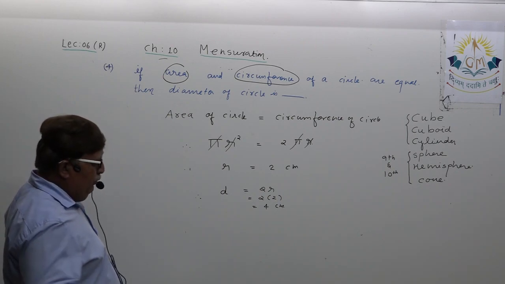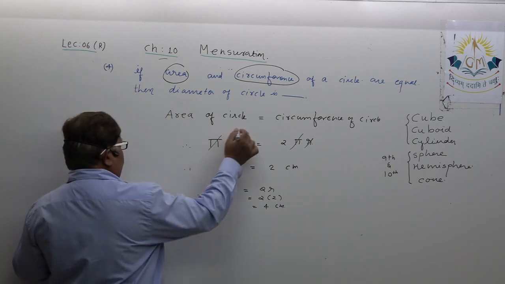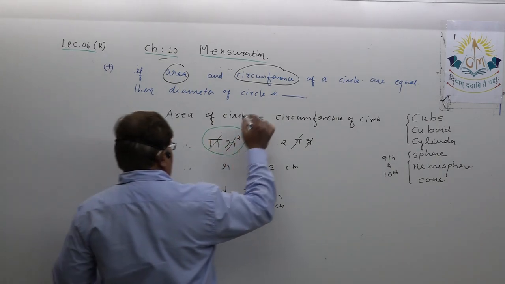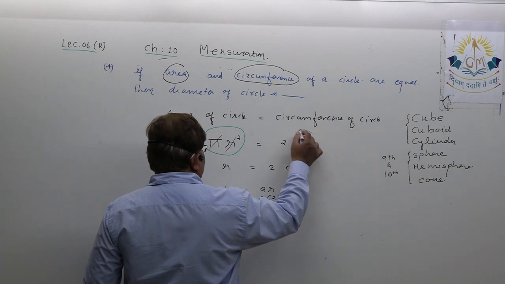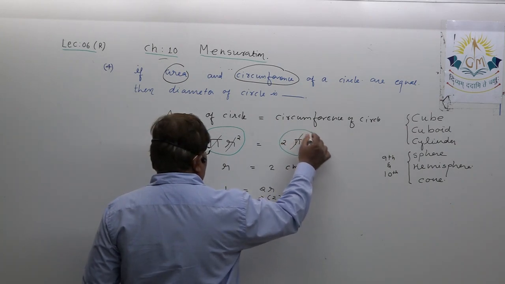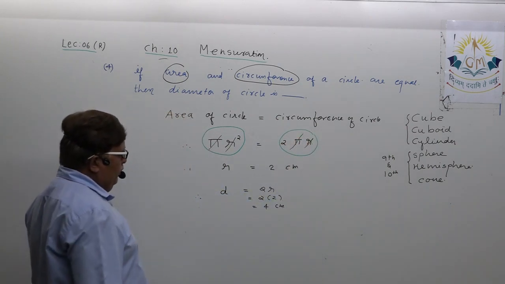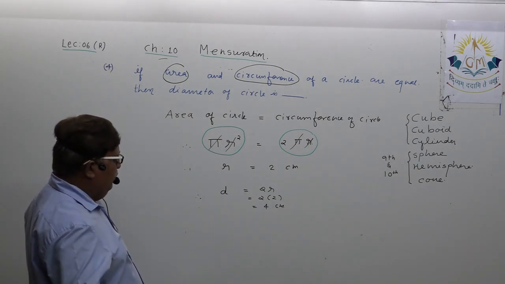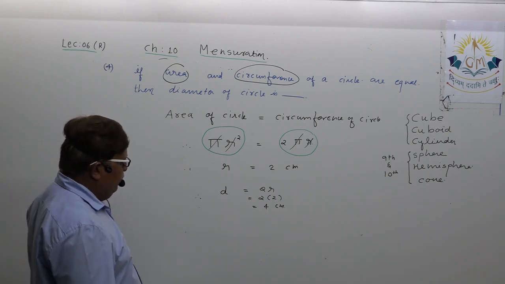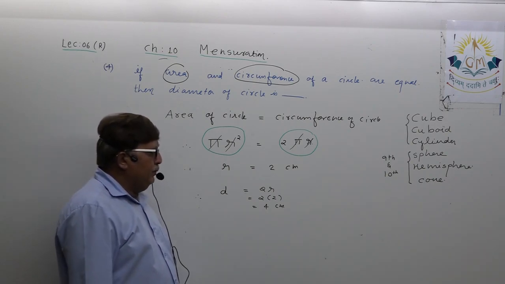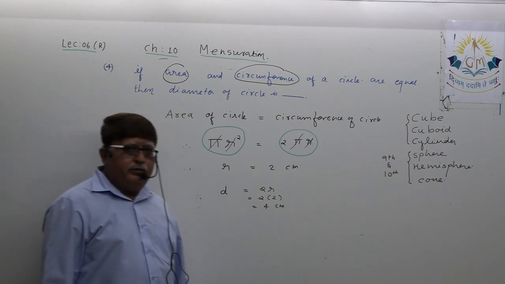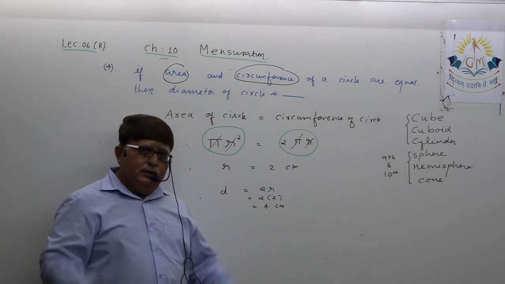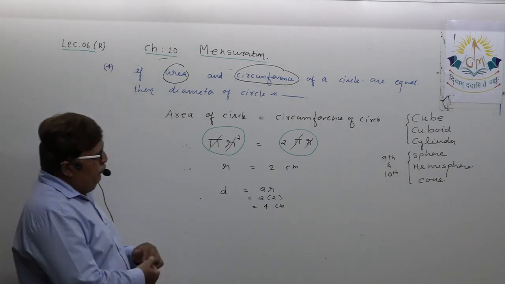And please note down these two formulas also. This is the formula for the area of a circle, and this is the formula for the circumference of the circle. You need to concentrate on both. Understand? Circumference means, dear student, the total boundary of the circle. That's called circumference. Okay.